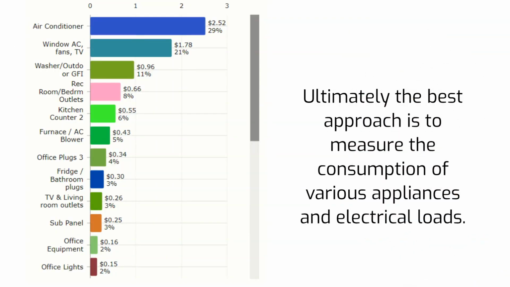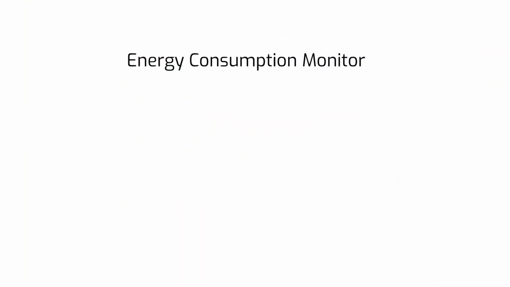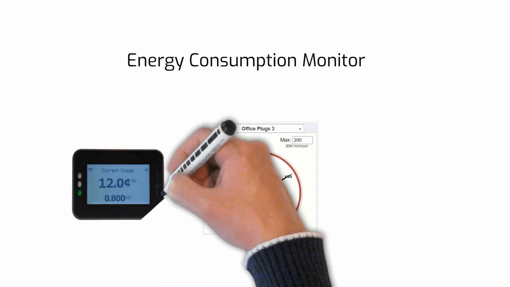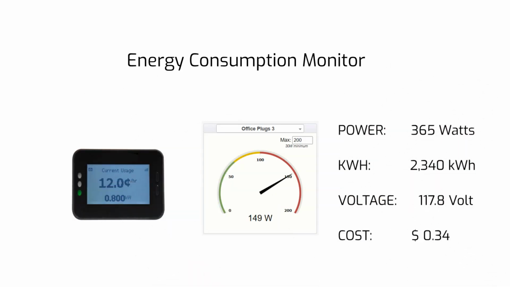Ultimately, the best approach is to measure the consumption of various appliances or electrical loads to assess the impact of each on your electric bill. This is accomplished by installing an energy consumption monitor. This tool is used to measure the amount of power used by the connected device.